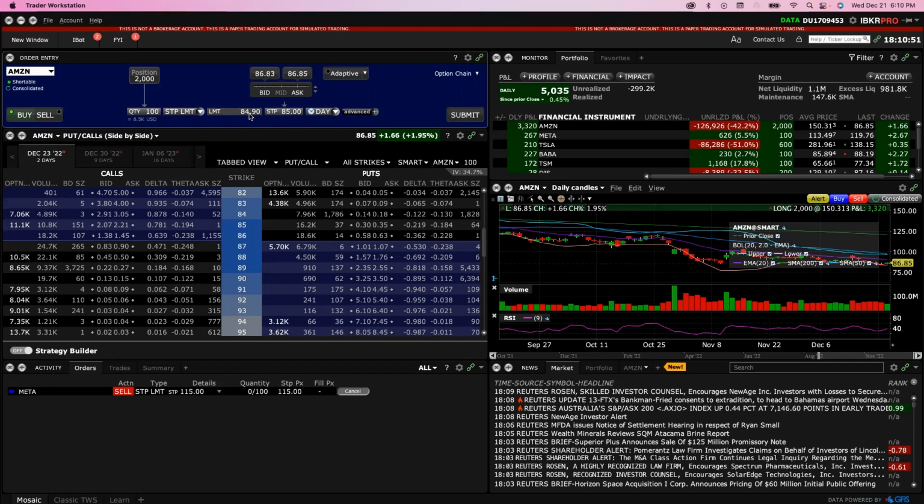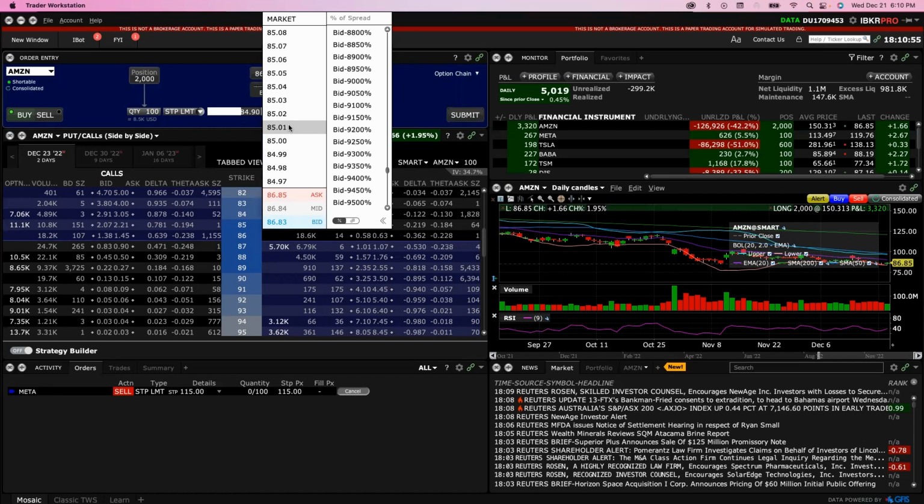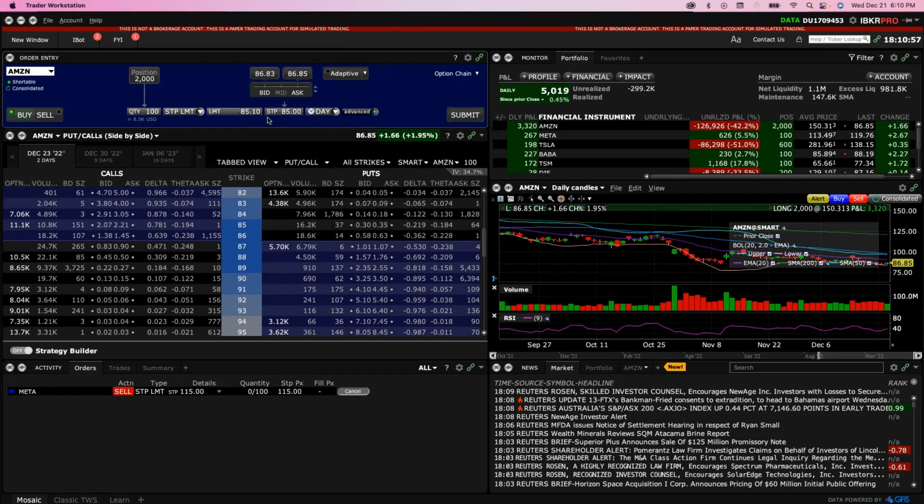What I like to do, when I'm trying to buy, is put this limit above 85 and go 85.1. That way, the limit's going to be a little bit higher than the actual current price. And 10 cents isn't a big deal long term when looking at stock investing. So I'm going to put it 10 cents higher, and this will help the order get filled.